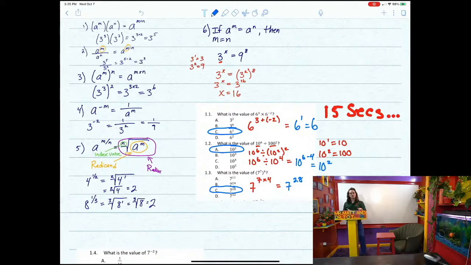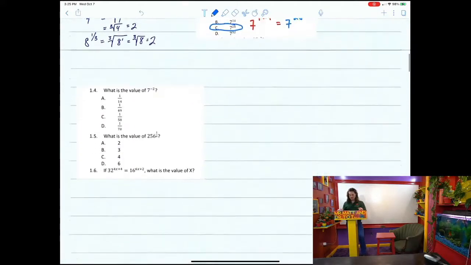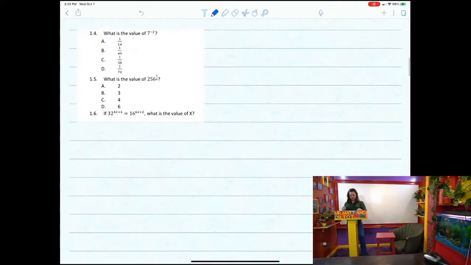If you have any questions, please let me know. Otherwise, let's take a look at these three problems. I'll give you 2 minutes.